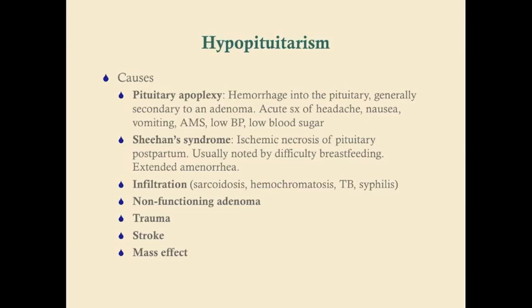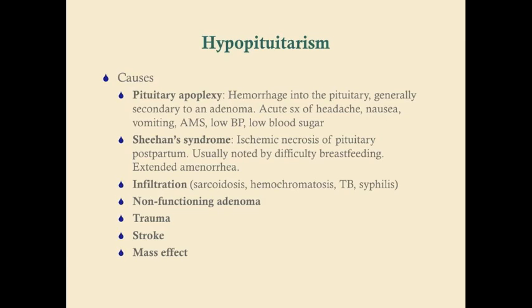All right, so hypopituitarism. This is a decrease in pituitary hormone levels. And all the causes we're going to talk about are going to be pan-hypopituitarism. So across the board, a decrease in pituitary hormone levels. The two specific disease processes that we're going to talk about are pituitary apoplexy and Sheehan syndrome.